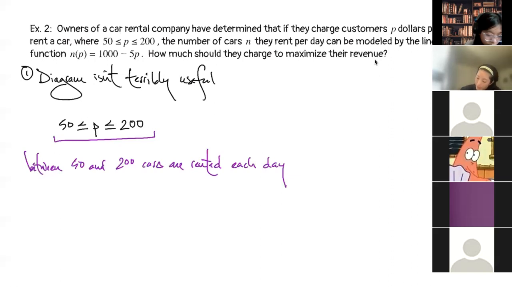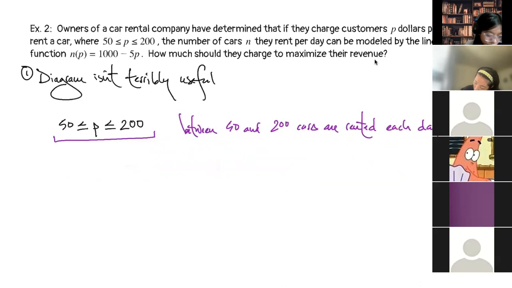Okay, that's one interpretation of that. So this might mean that between 50 and 200 cars are rented on any given day. All right, any other thoughts on what this 50 to 200 might mean? Customers pay between $50 and $200 a day. Oh, okay.